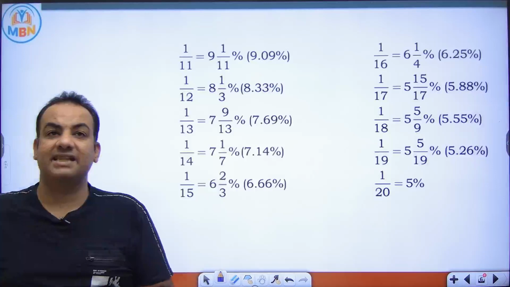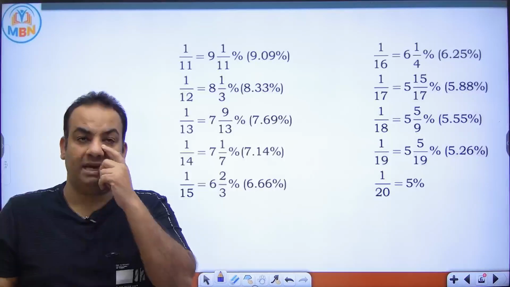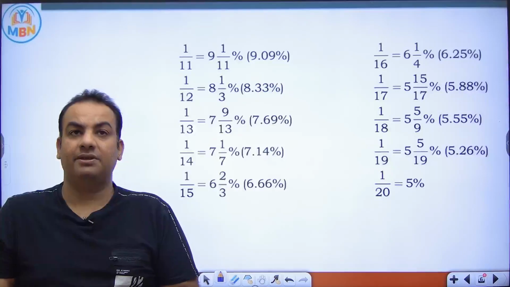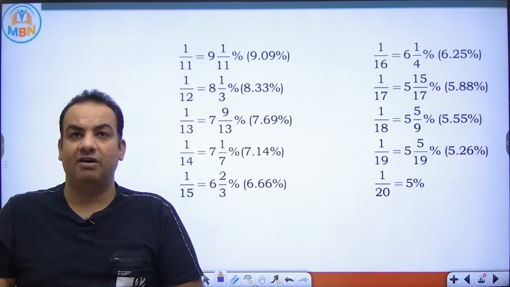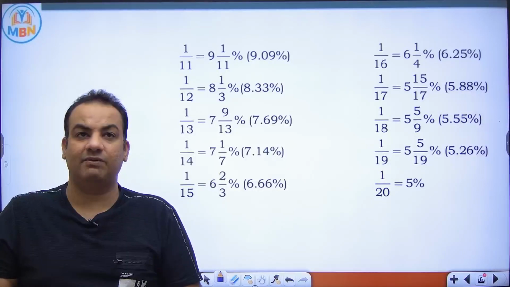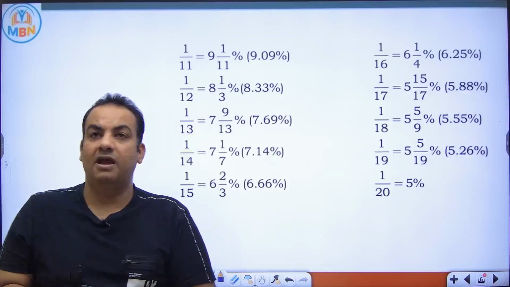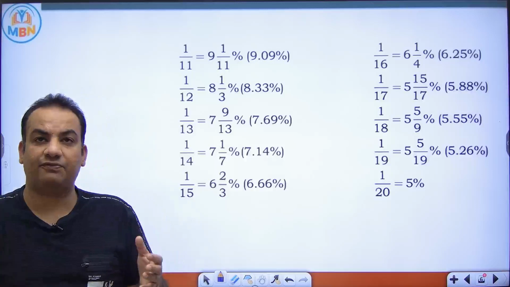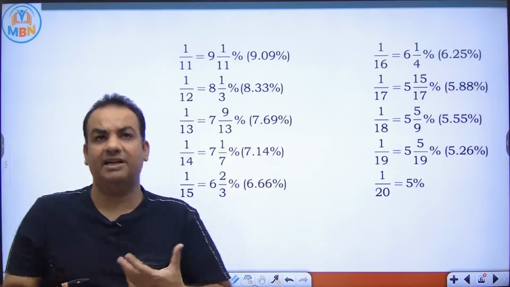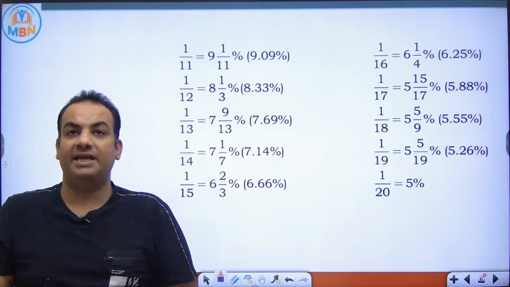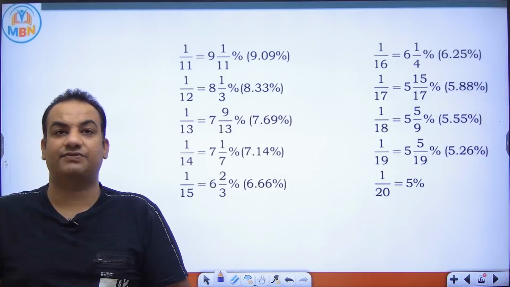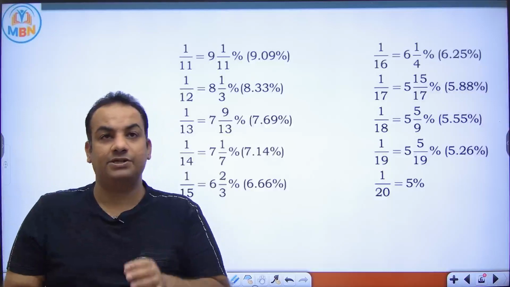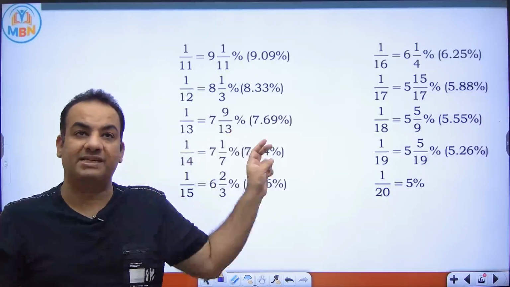1 by 11 is 9 1 by 11%. 1 by 12 is half of 1 by 6, so this is 8 1 by 3%. 1 by 13 is 7 9 by 13%. 1 by 14 is 7 1 by 7%. 1 by 15 is 6 2 by 3%. 1 by 16 is 6 1 by 4%, 1 by 17 is 5 15 by 17%, or in decimal it is 5.88%. 1 by 18 is 5 5 by 9%, 1 by 19 is 5 5 by 19%, 1 by 20 is 5%. Now, please note down, there are two ways in which I have written the values.